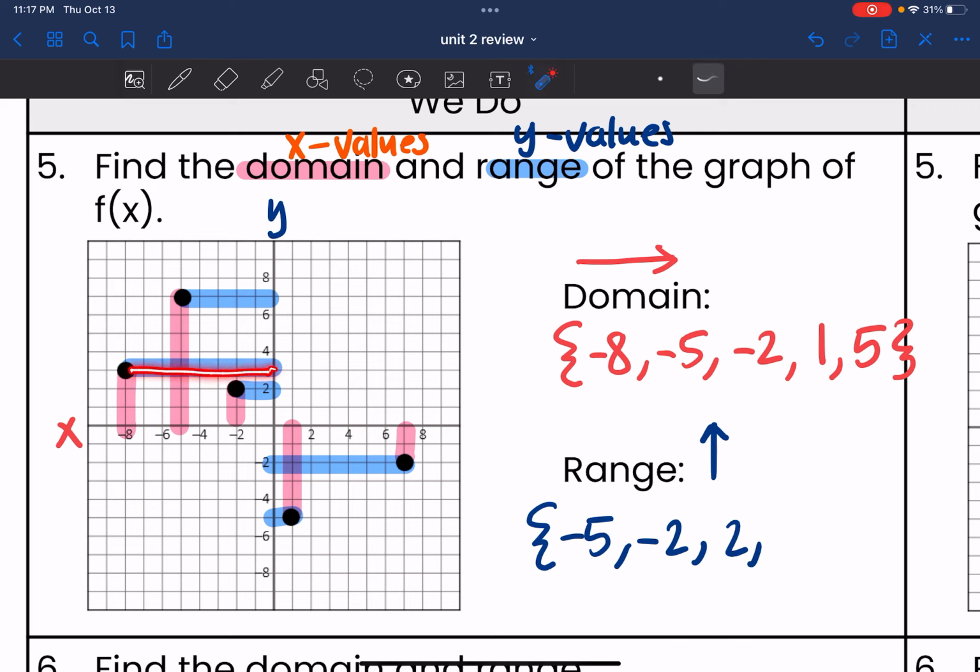Next one is at 3, and next one is at 7. Okay, and that would be our range.